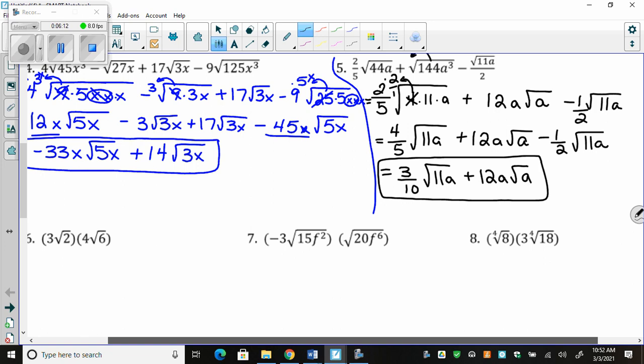So my first step is to check I can't. Then it's coefficient times coefficient, radicand times radicand. So 3 times 4 is 12, and then root 2 times 6, which is 12. The 12 I can break down into what? 4 and 3. The 4 comes out as a 2, and I have 24 root 3.